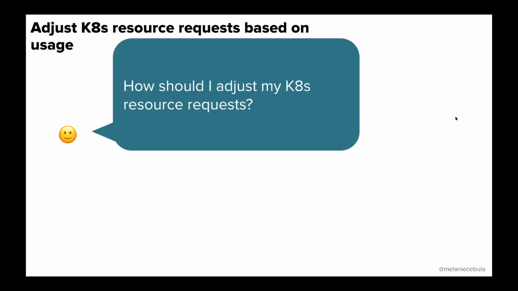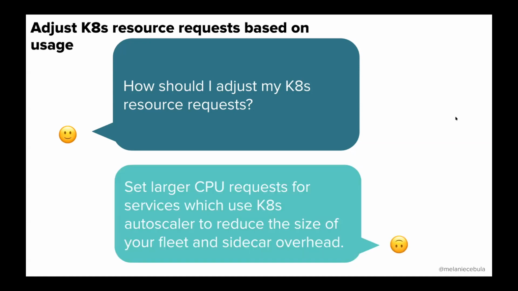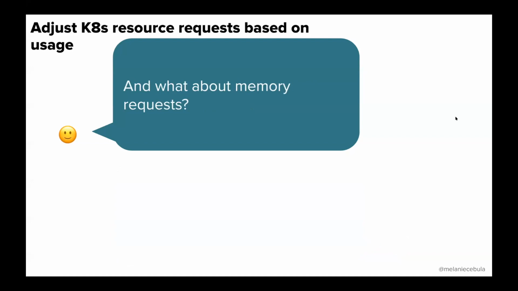There's another question I got asked a lot, which is how should I adjust my Kubernetes resource requests? I talked about this a little bit in the Kubernetes autoscaling slide, but for Kubernetes main containers, setting larger CPU requests, when you use the HPA, will reduce the overall size of your fleet and reduce sidecar overhead. So we say chunkier pods or fatter pods. Setting larger CPU requests can tune your entire fleet size. That's a mind blower for a lot of people.